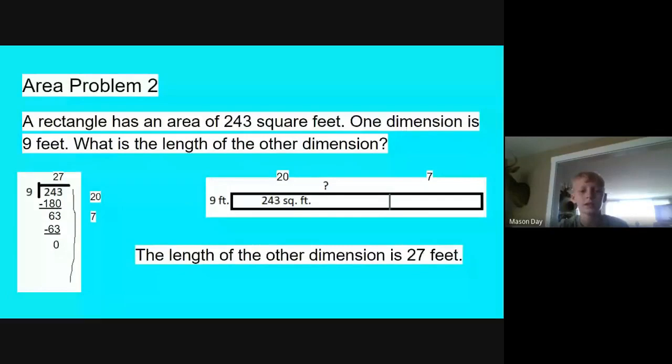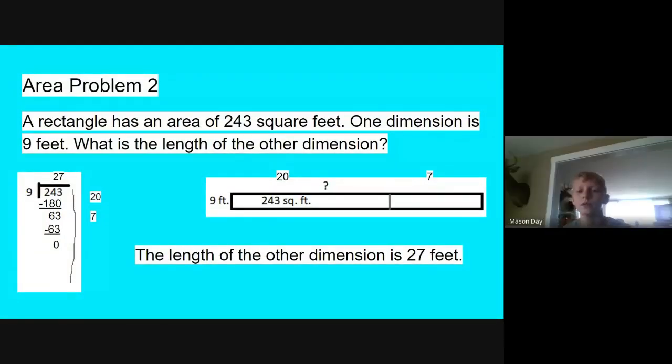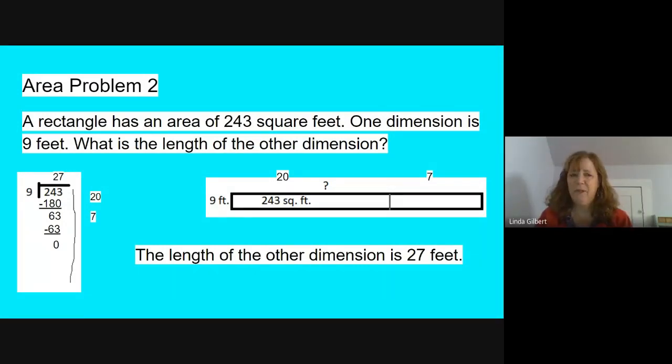This area problem is a lot like what we did last week. Mason: If you multiply the perimeter, is that like the answer of the area? Well, if you multiply two sides, the length times the width, you'll get the area. But if you do all four sides, you won't get it. So the perimeter refers to all four sides. If it's 9 feet, is there 9 feet on the other side too? Yes.